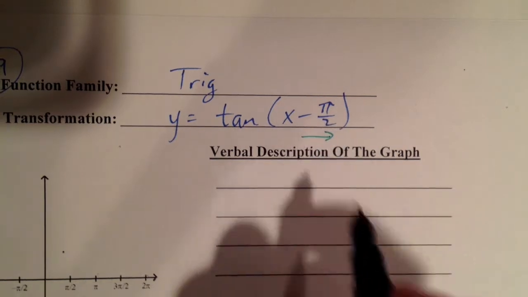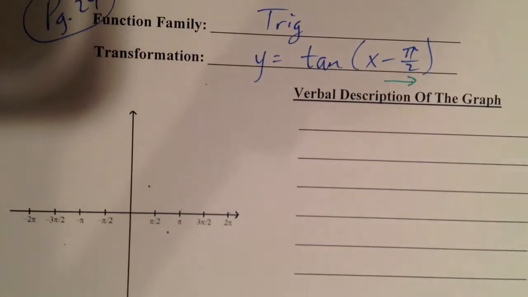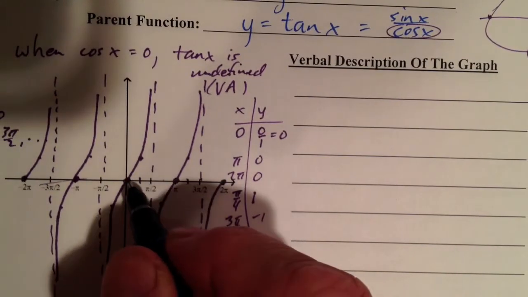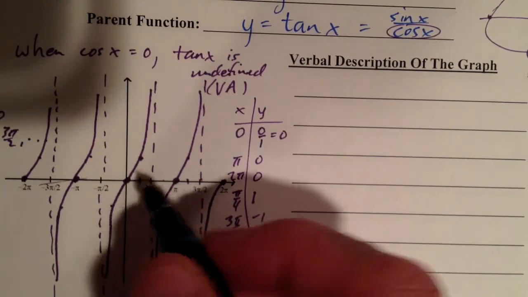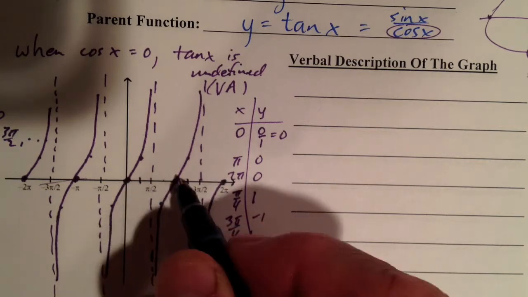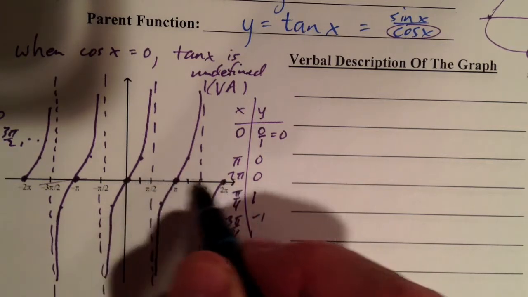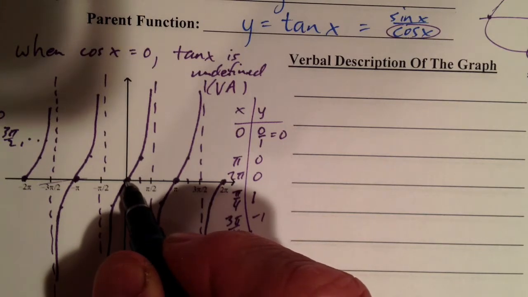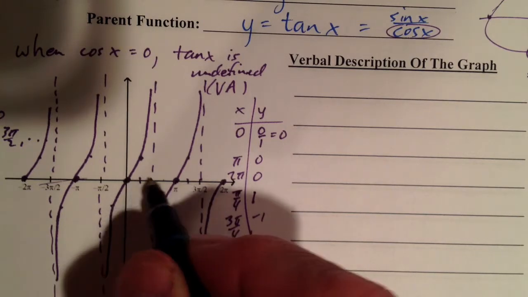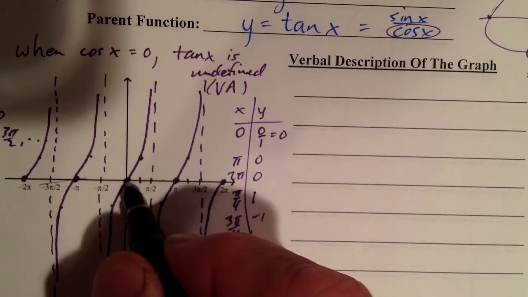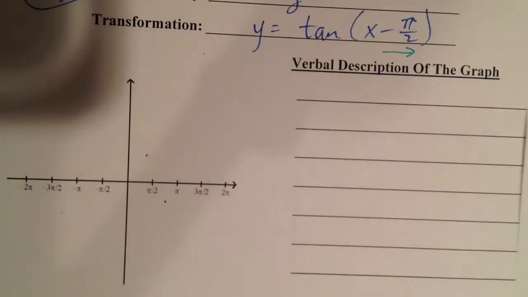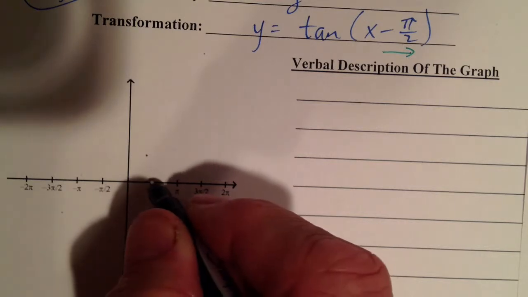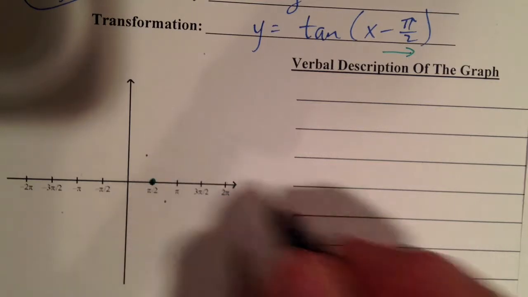Okay, so we can just look back here at the tangent of x. We're going to take every significant part of the graph, and really the only significant parts would be the x-intercepts and the asymptotes. So we're going to take this x-intercept and move it to the right pi over 2 radians, and so what used to be an x-intercept of 0 now is an x-intercept of pi over 2.